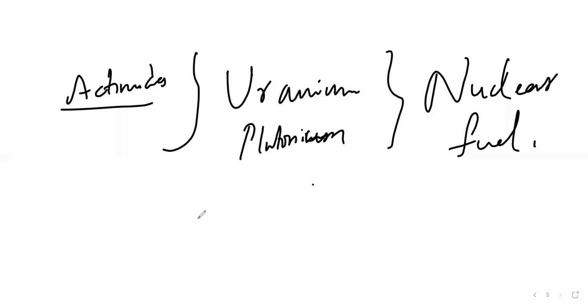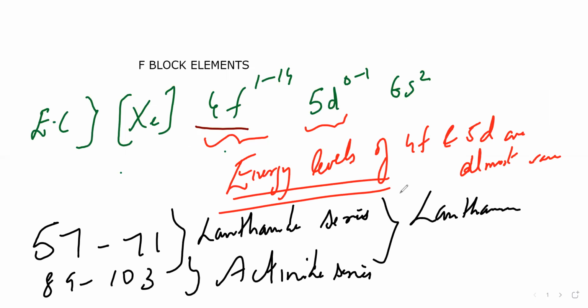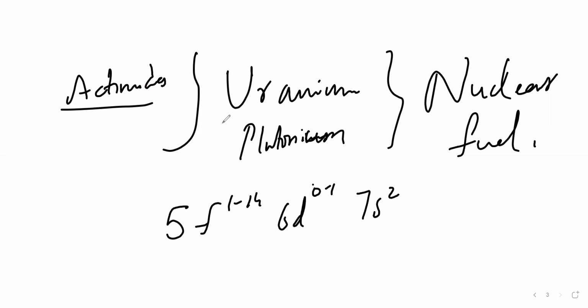Same thing. 5f 1 to 14, 6d 0 to 1, 7s2. We can just compare and study. 6 will be changed to 7, 5 will be changed to 6, and 4 to 5. Just add 1, next series. And these are our rare earth metals. But no longer are they rare. But the textbook will show them as rare only. That's the reason I have to write rare. But it is not a rare metal anymore.